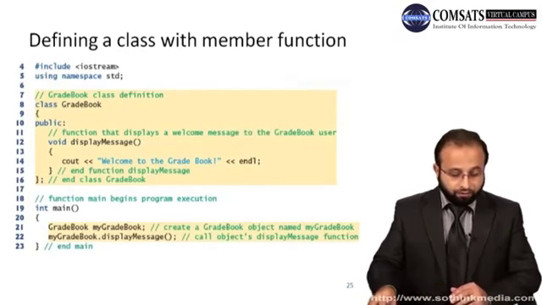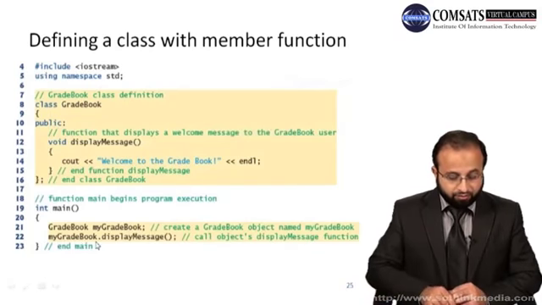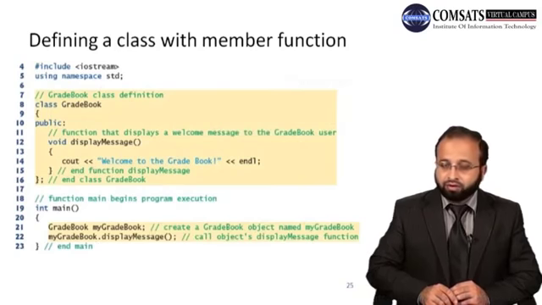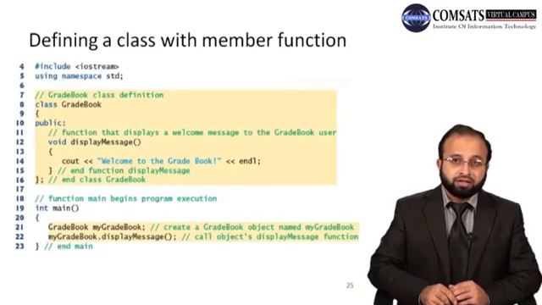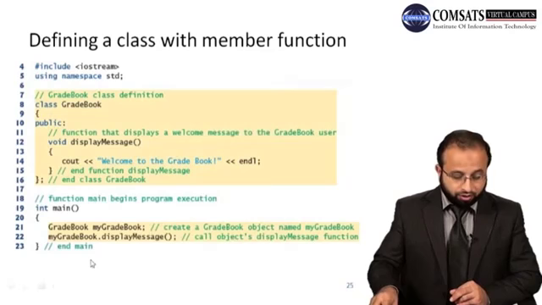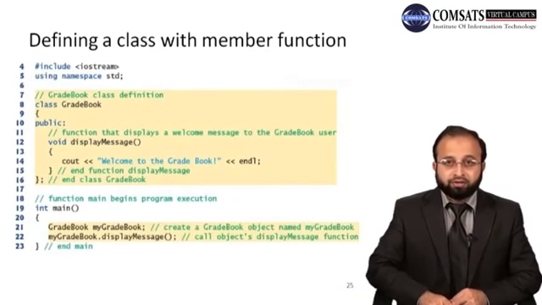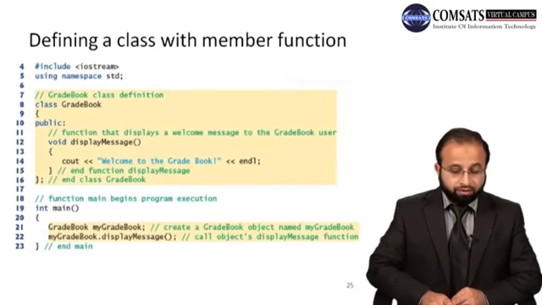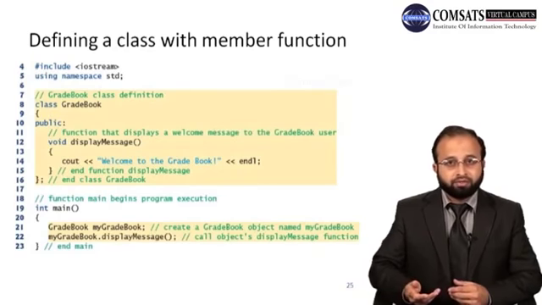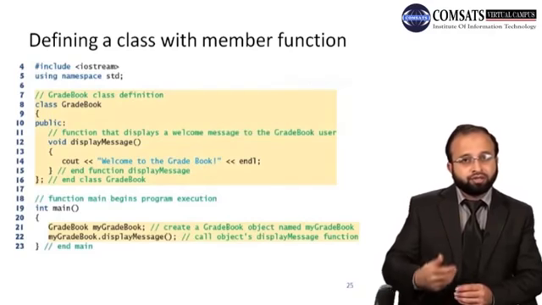Now why do we have to use the object here? Is it not possible to call the display message function without an object? Can you think of why it is not possible to call the display message function without this object my gradbook? If you do so, it will give an error. But why is it not possible to call the member function of the class without the object? This is a function. We know how to call a function from the previous course, so why can't we just simply call that function?